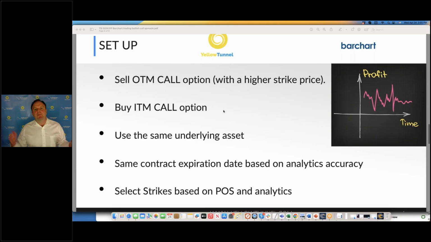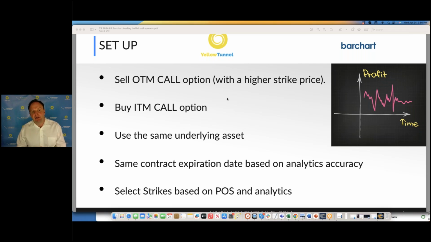So how do you set up a bullish call spread? There are different ways of doing it. I'm going to actually go over an example: buy an in the money call option, and sell an out of the money call option with the higher strike. That's the bullish call spread. And usually I just learn one. If I can learn the bullish call spread, then I can figure out what the bullish put spread looks like, and what the bearish put spread and the bearish call spread look like.